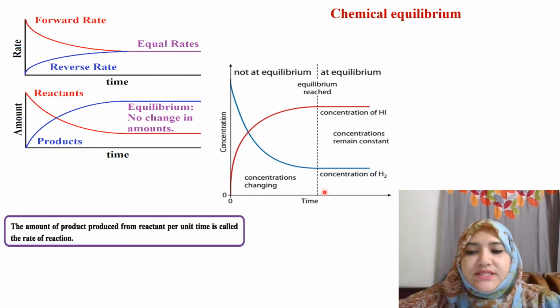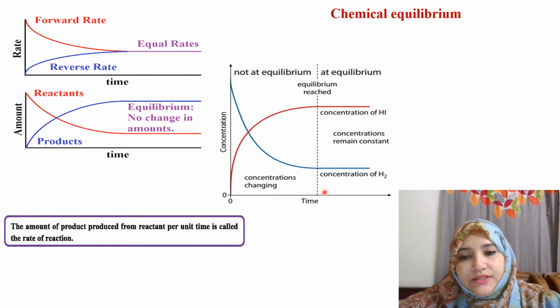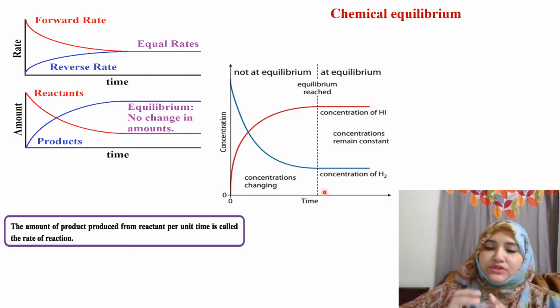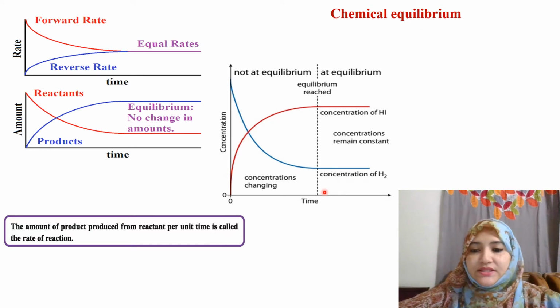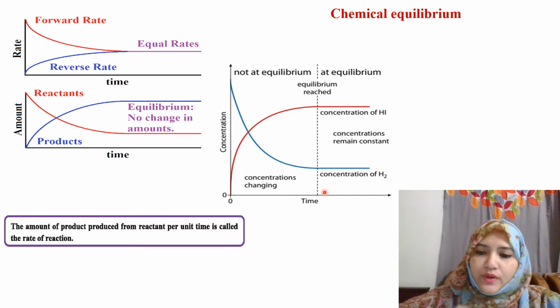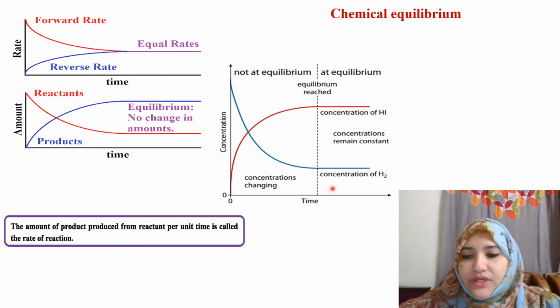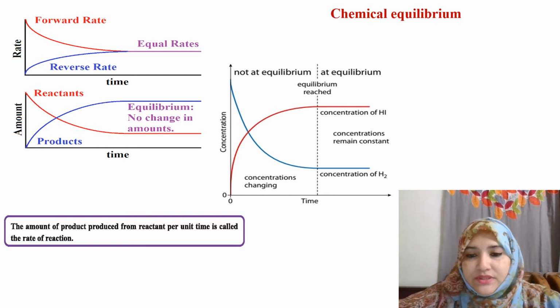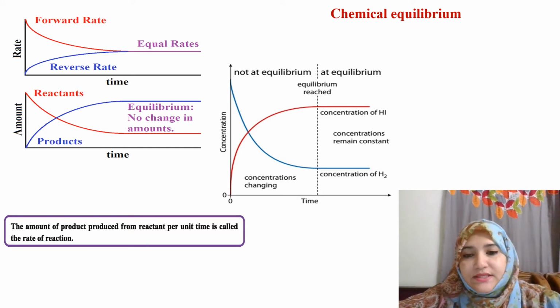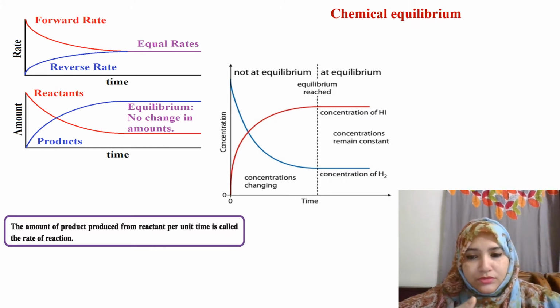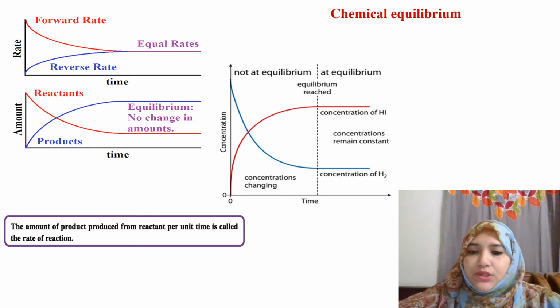If the lid of the container was removed, the system is no longer at equilibrium. Because both the reactants, hydrogen and iodine, and the product are in vapor phase, matter would be able to escape the system easily. All the matter would escape from the system, and then the equilibrium would be distorted.